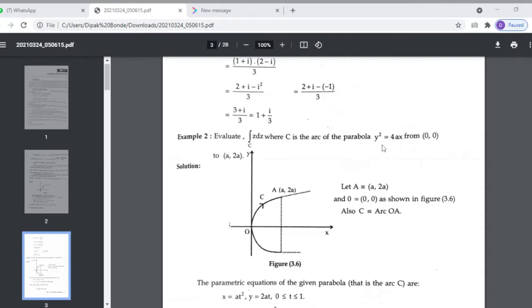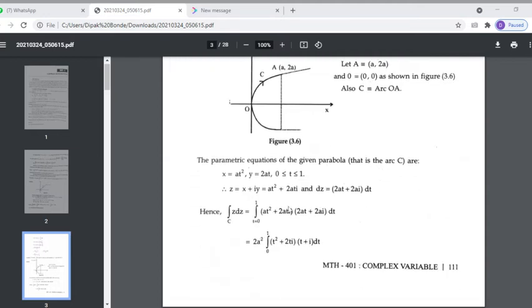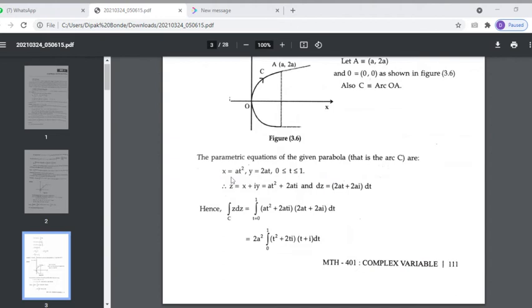the parabola y square is equal to 4ax from (0, 0), that is the origin, to (a, 2a). This is the point (a, 2a), that is the x coordinate is a and y coordinate is 2a. Now this is the origin. This is our arc of the parabola y square is equal to 4ax. The parametric equation is x is equal to at square, y is equal to 2at. t varies from 0 to 1.